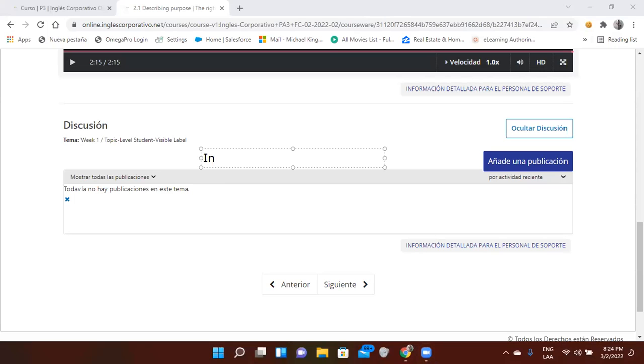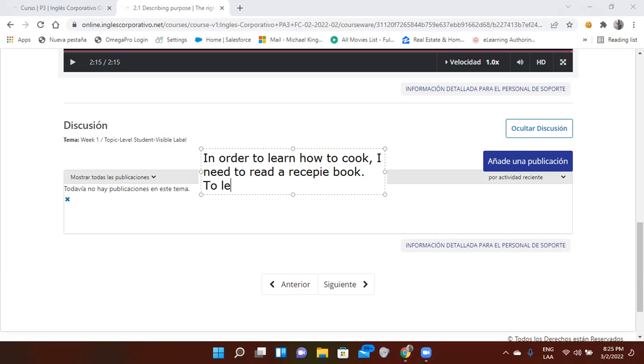You can say something like, in order to learn how to cook, right? Para poder aprender a cocinar, I need to read a recipe book, right? Para aprender a cocinar, necesito leer un libro de recetas. Or you can say, to learn how to cook, I need to read a recipe book.